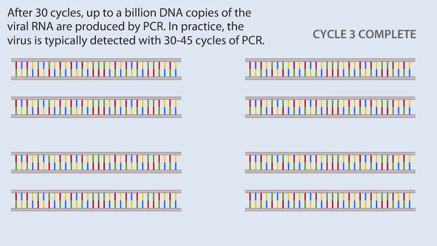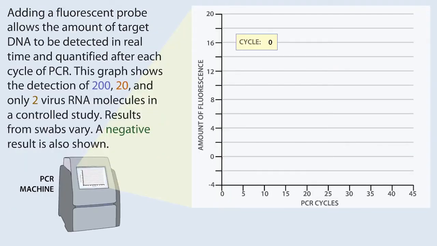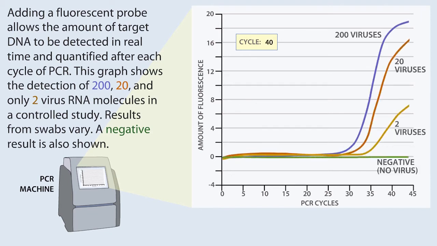After 30 cycles, up to a billion DNA copies of the viral RNA are produced by PCR. In practice, the virus is typically detected with 30 to 45 cycles of PCR. Adding a fluorescent probe allows the amount of target DNA to be detected in real time and quantified after each cycle of PCR. The graph shows the detection of 220 and only 2 virus RNA molecules in a control study. Results from swabs vary. A negative result is also shown.